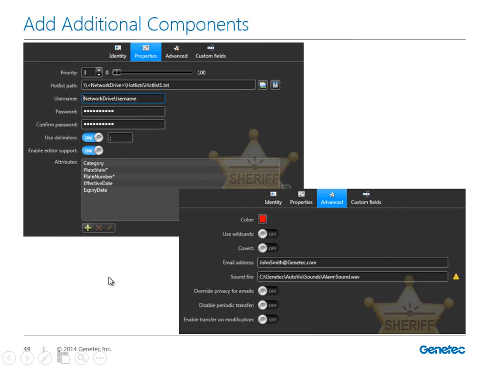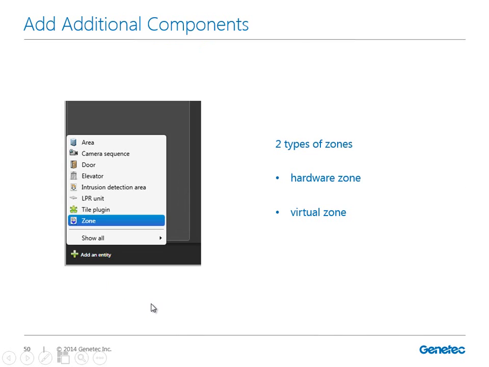Now another common entity that you may need to set up are zones. Zones can be created from the logical view task and are used to link inputs and outputs and perform other actions on the Security Center system based on the input states. Now there are two types of zones, hardware and virtual zones. Hardware zones operate independently of Security Center based on the access control unit they're connected to. The input sensor and output relay must be on the same physical unit.